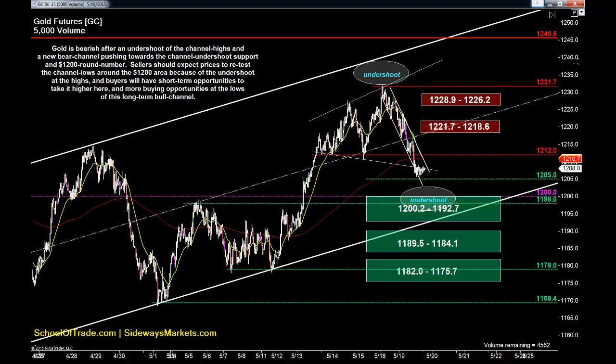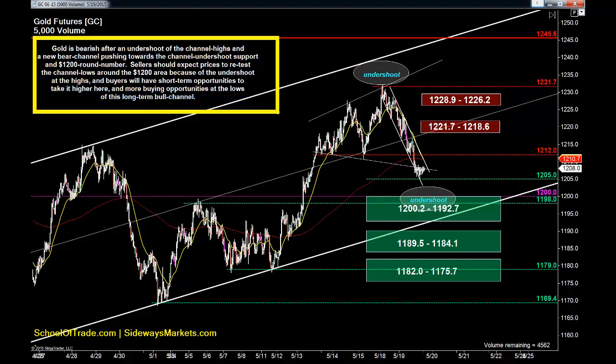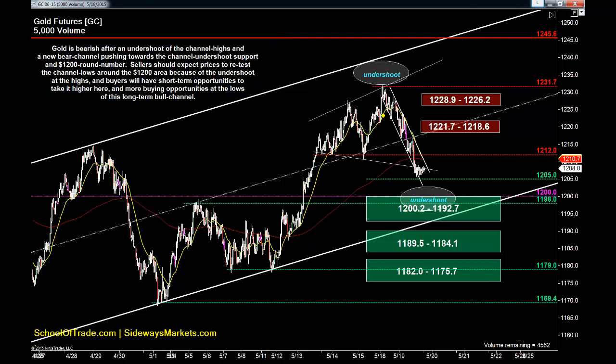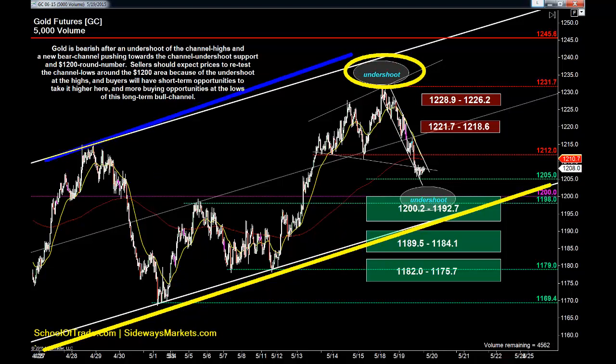All right, so sellers, let's read through our plan here for tomorrow. Sellers should expect prices to retest the channel lows around 1,200. We have an undershoot of the high, right? Now here's what we call an undershoot: we have an undershoot of this long-term bull channel. We saw an undershoot yesterday too.